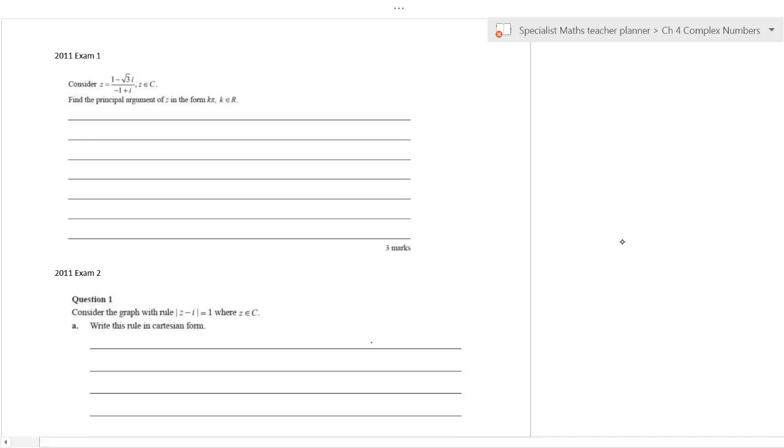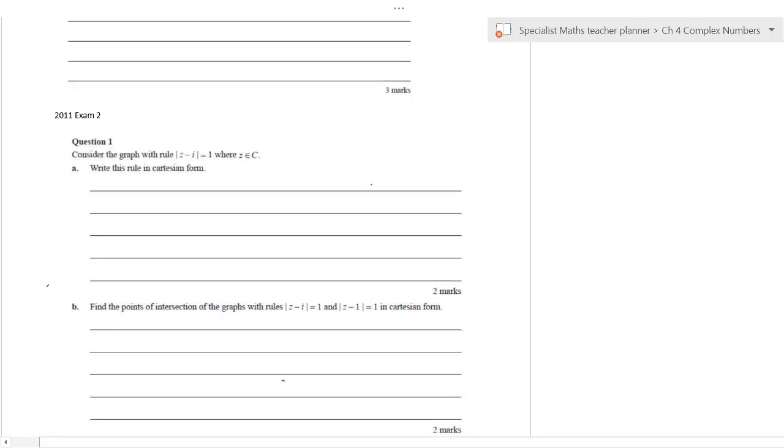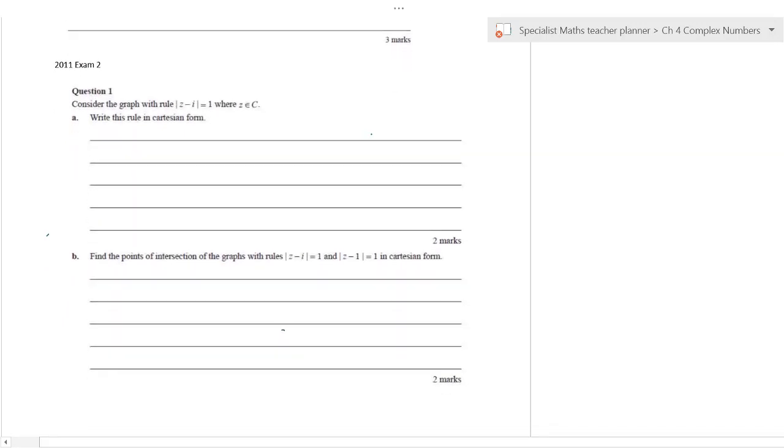So in this brief video, we're going to go through sketching regions on the complex plane, or sketching subsets of the complex plane. And this is a very standard exam 2 question.